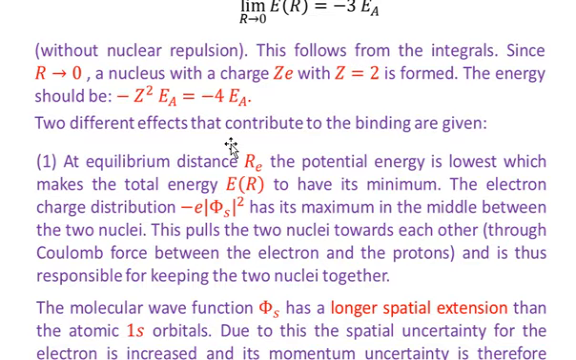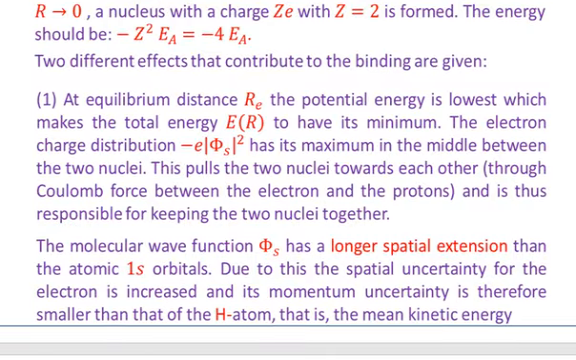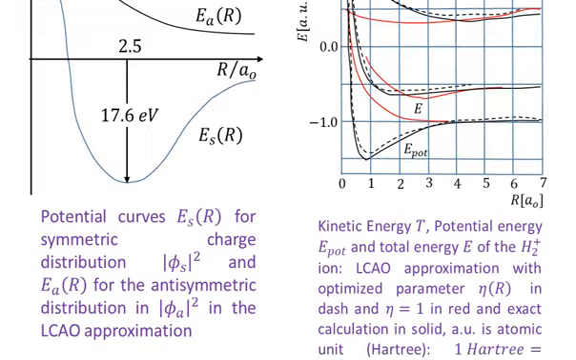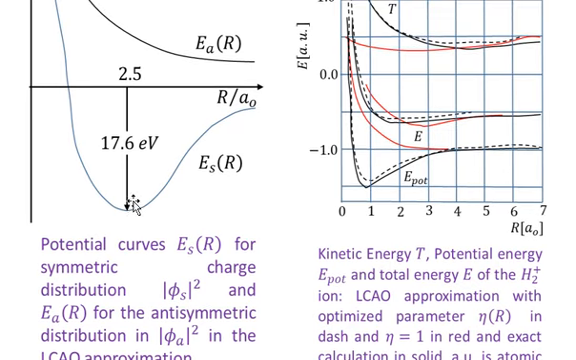Two different effects that contribute to the binding energy are given. Number one, at the equilibrium distance RE. Let me show where it is. Where is the position of RE? This, where you have a minimum value in the curve. This corresponds to the value of RE.